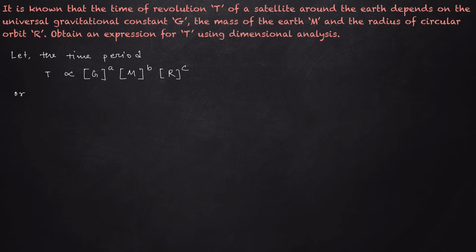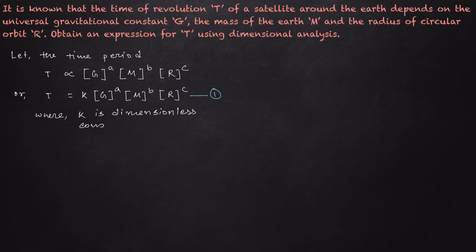Okay, so T is equal to K times G to the power a, M to the power b, r to the power c, where K is the dimensionless constant. So this is our first equation. So on the left hand side, we can write the dimension of T is M to the power 0, L to the power 0, T to the power 1. That is, it has only the dimension of time. So the dimension of mass and length part is 0.